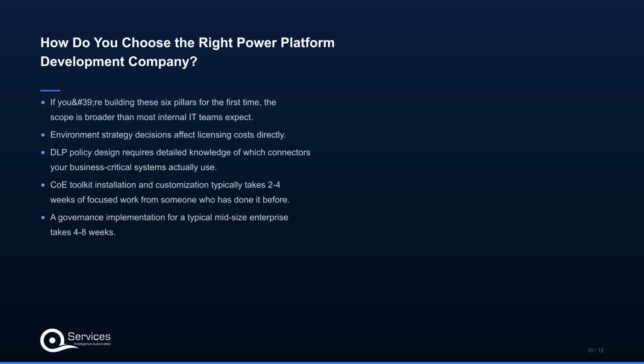The NIST cybersecurity framework recommends building security and governance controls into the initial design of any system rather than retrofitting them after deployment. The same principle applies directly to Power Platform governance. Built in from the start, it costs a fraction of governance applied to an existing ungoverned tenant with hundreds of apps to audit. Power Pages development projects especially need governance from day one, since they expose data and workflows to external users outside your Microsoft tenant boundary.